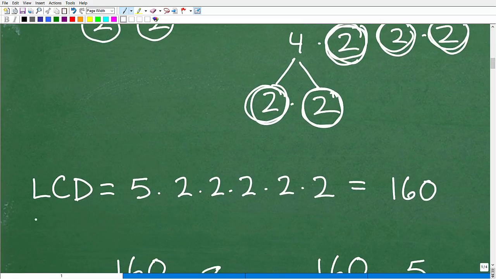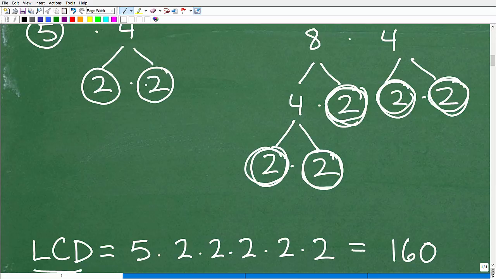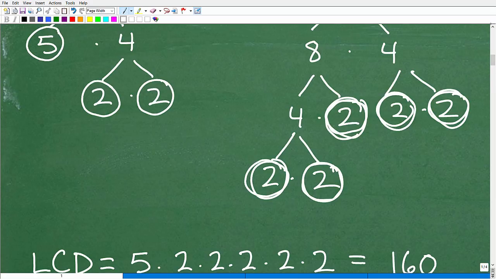All right, so the LCD is the following. What we have to do is look at all the prime factors of both numbers, and we need to have every single one represented in our LCD. And we're going to multiply all these together. Let me show you what I mean.